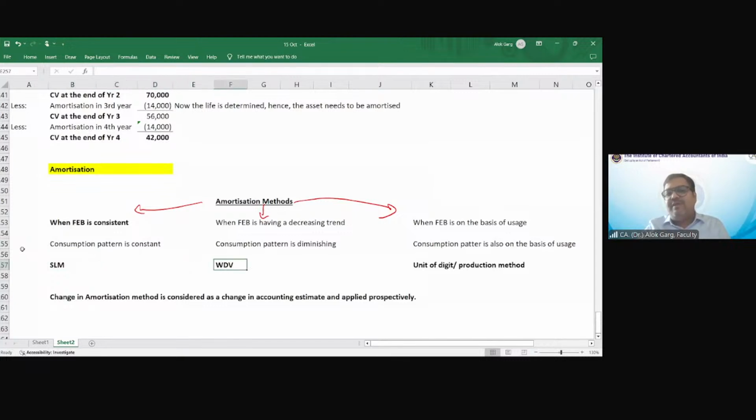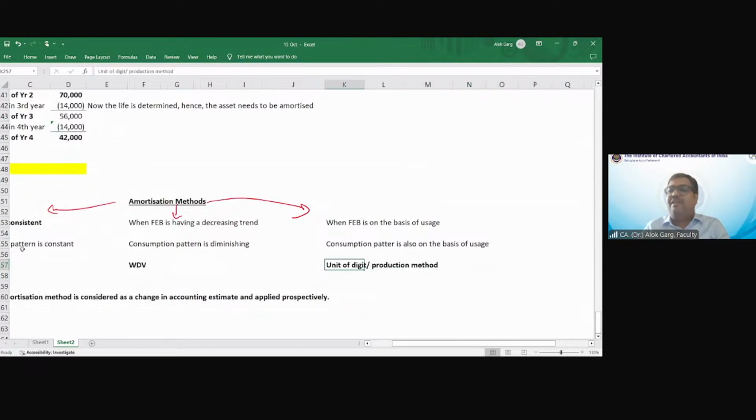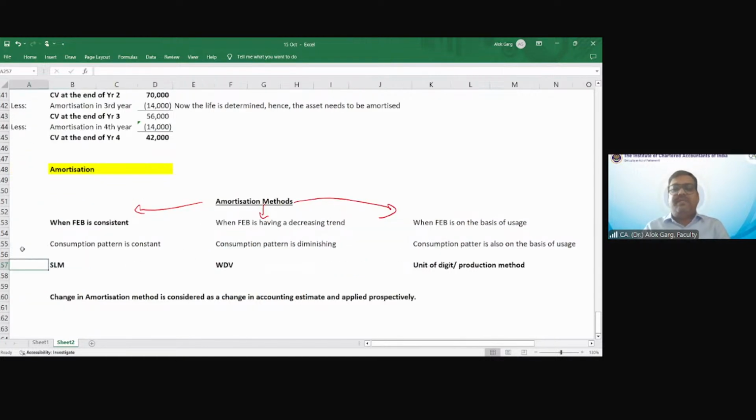When the future economic benefit is on a decreasing trend, with more benefit in the initial years that gradually goes down, then WDV. When the future economic benefit depends on usage, whenever you use the asset you get the benefit, then the unit of production method is the best. A change in amortization method is considered a change in accounting estimate and is always applied prospectively.